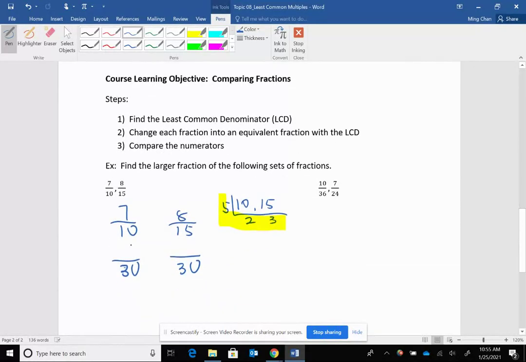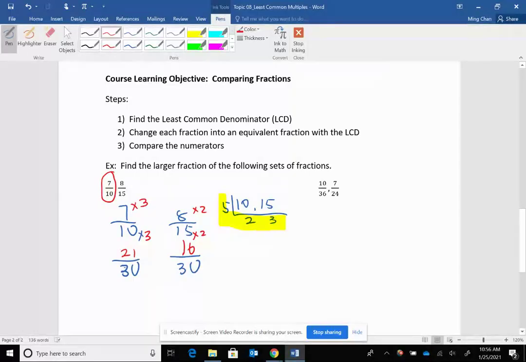Step number 2 says change each fraction into an equivalent fraction with the LCD. What that means is we're going to increase. Since we increase our denominator, we also have to increase our numerator. The first denominator was 10, now it's 30, so it increased 3 times as much. So if my denominator got multiplied by 3 to become the new 30, then my numerator 7 will be multiplied by 3, which is 21. 15 becomes 30 by multiplying by 2, so the numerator is multiplied by 2, which is 16. Now I compare the numerators. 21 is bigger than 16. 21 comes from 7 over 10, so 7 over 10 is the bigger fraction.